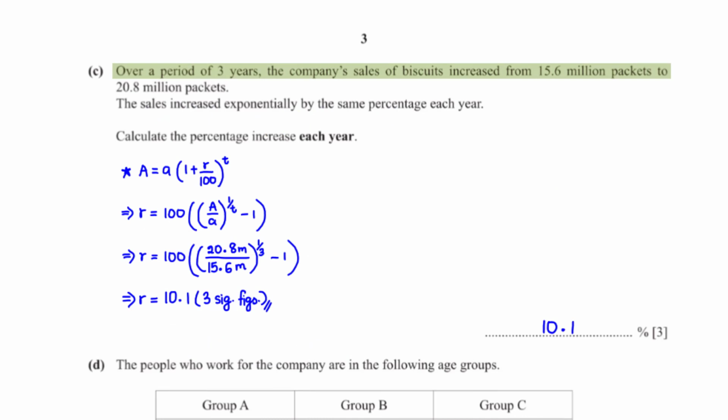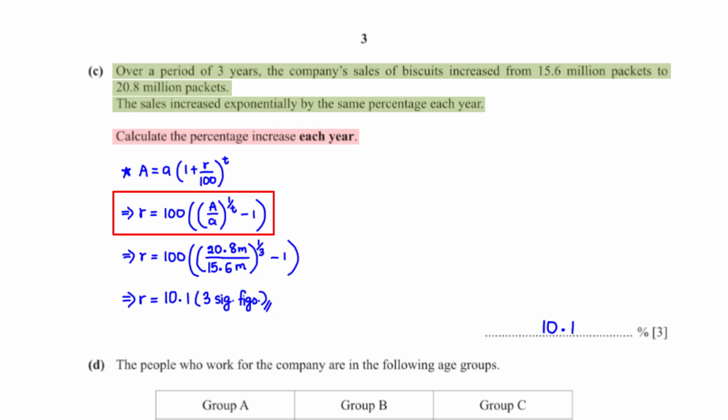Over a period of 3 years, the company's sales of biscuits increased from 15.6 million packets to 20.8 million packets. The sales increased exponentially by the same percentage each year. Calculate the percentage increase each year. In this case, we need to apply the compound or exponential formula. R represents the annual increase, so we need to make R the subject. When we make R the subject, this is what we have.